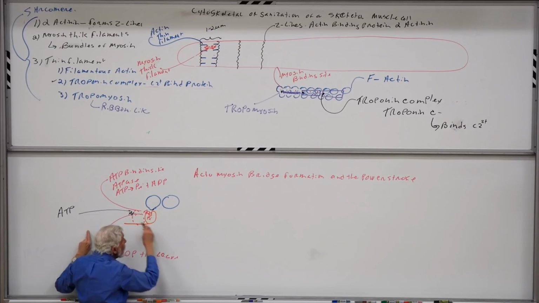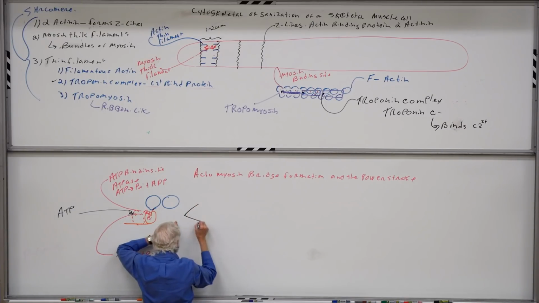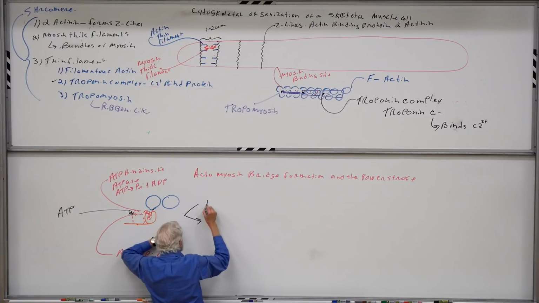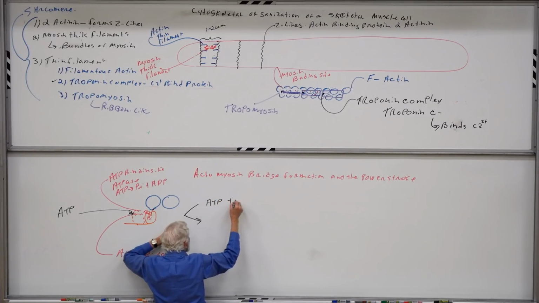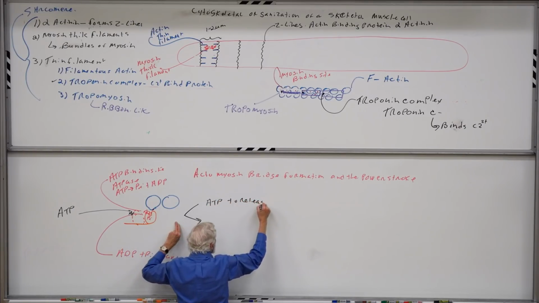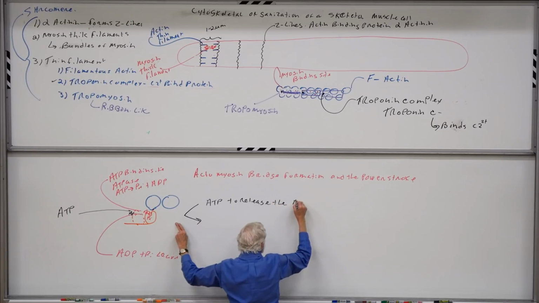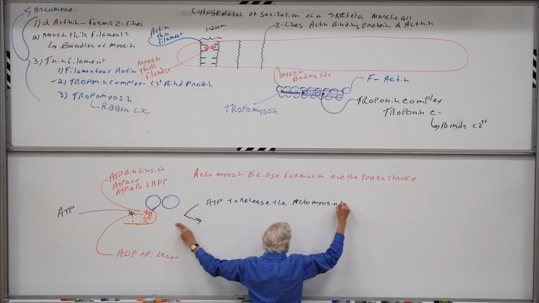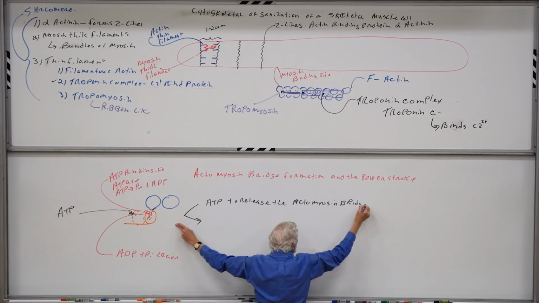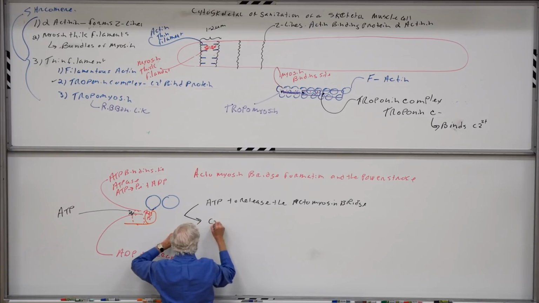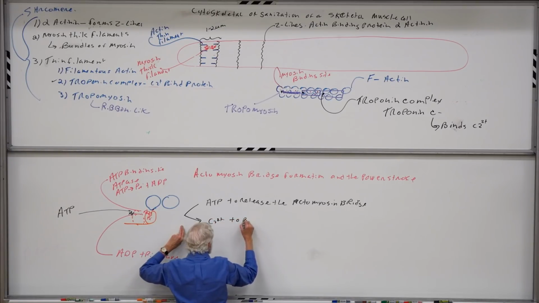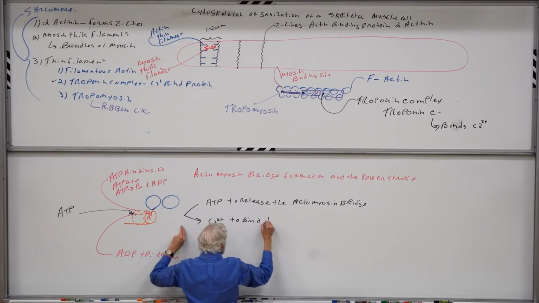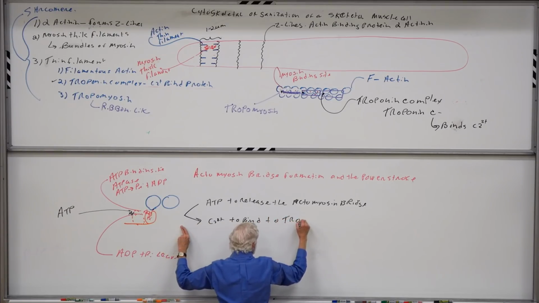This continues as long as two situations are met: as long as there's ATP to release the actomyosin bridge, and as long as there's calcium to bind to troponin C.